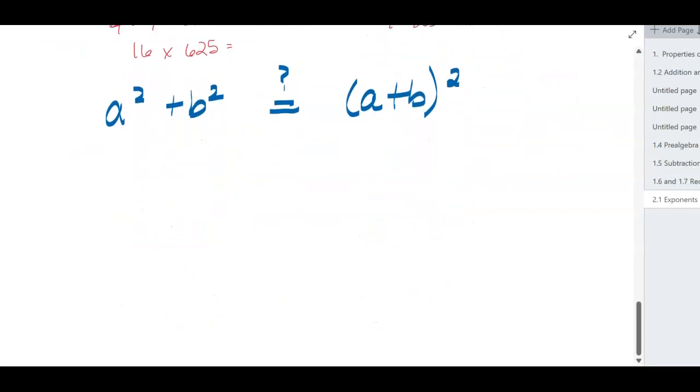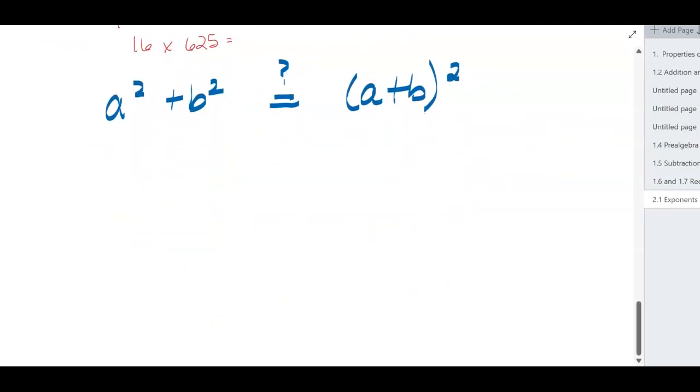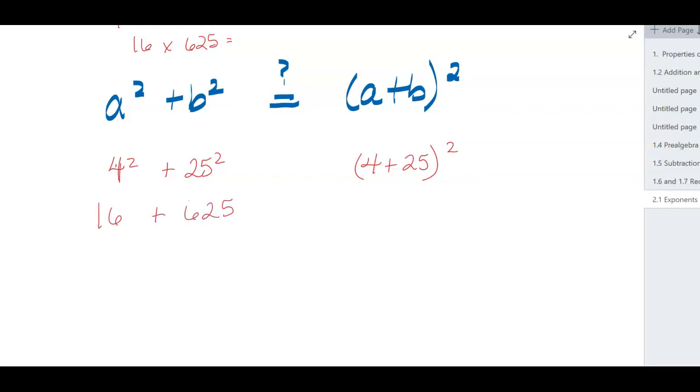Okay, let's look at, does it work for adding? Let's use the same two numbers. We have 4 squared plus 25 squared. And then you have 4 plus 25 quantity squared. So here, this is going to be 16 plus 625. You probably already know the answer. What is that, 641? Here, this is 29 squared.